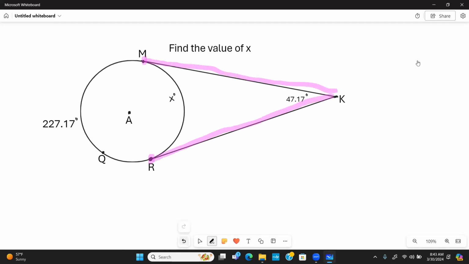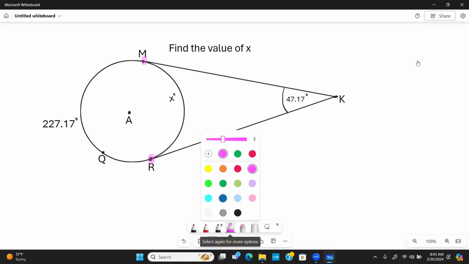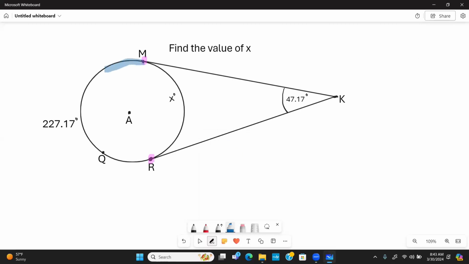Where they meet here, we have an external angle of the circle right there, which came about by the two tangents intersecting at K. Now, what happens when these tangents intersect? We have two intercepted arcs of the circle. For example, let's look at right here.